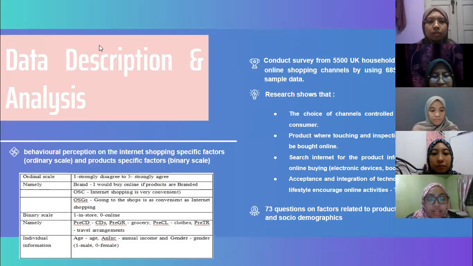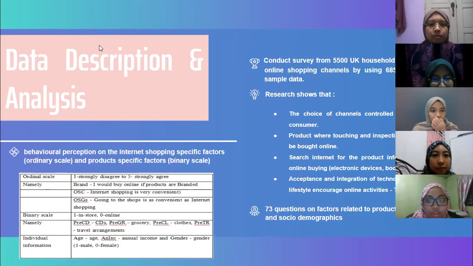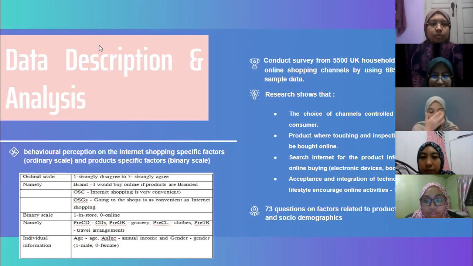So in experimental analysis, there must be a data description and also analysis. A survey was conducted on 5500 UK households to model the choice of online shopping channels, using 685 internet users as sample data. The survey questions were obtained from previous research. The research shows that the choice of channels is controlled by the product wanted by the consumer. It also shows that products where touching and inspection are needed are unlikely to be bought online. Consumers search the internet for electronic devices, books, CDs, and software. The consumer commonly searches the internet for product info and tests in store prior to online buying.